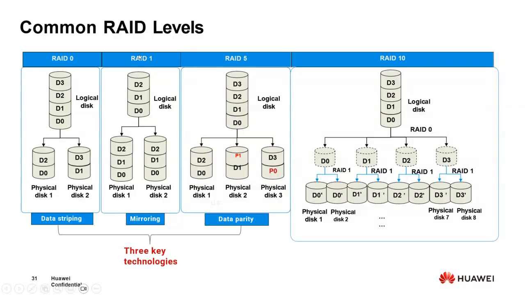RAID 1 has a different design because it is designed for redundancy and recovery. That's why it uses mirroring. If you have disk 1 and disk 2, two different disks, the logical disk will give you the same disk. If you have a single file, you store the file in disk 1, and the same copy of the file is stored in disk 2. It implies that if disk 1 crashes, you still have a copy of the file in disk 2.